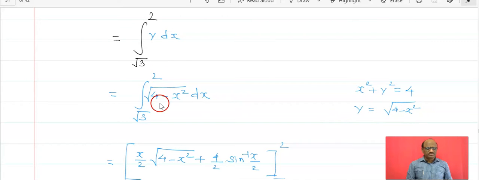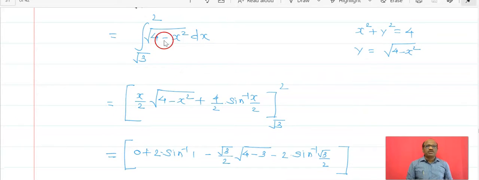Now substitute the value of y here. Integral with lower limit root 3, upper limit 2, of root of 4 minus x square dx. Now again we will apply the formula for root of a square minus x square: x upon 2 into root of 4 minus x square plus a square upon 2, that is 4 upon 2, sine inverse of x upon 2. Lower limit is root 3, upper limit is 2.